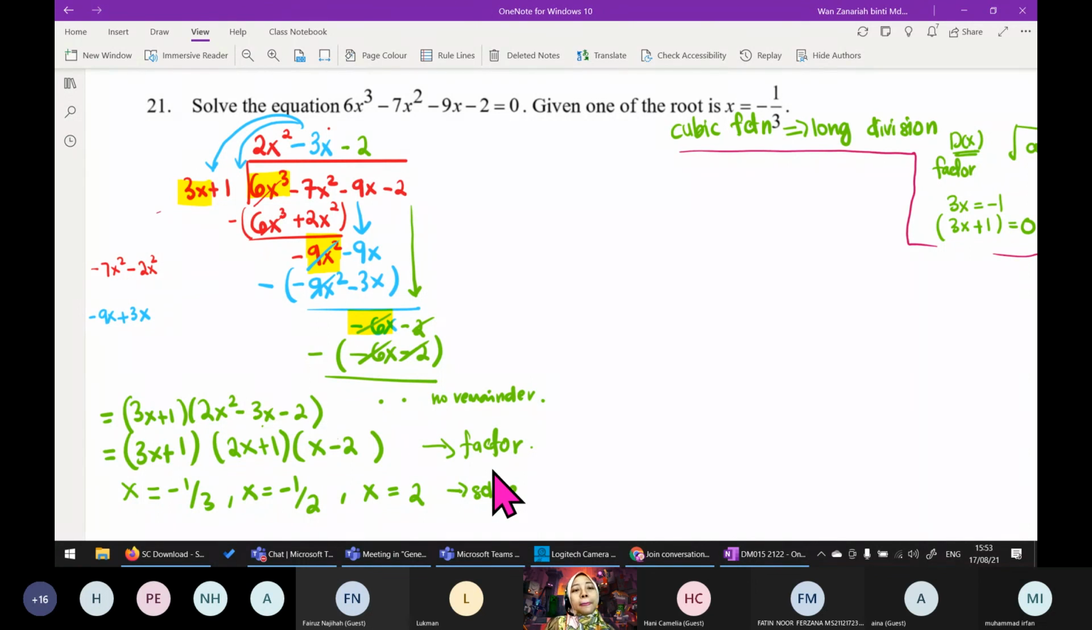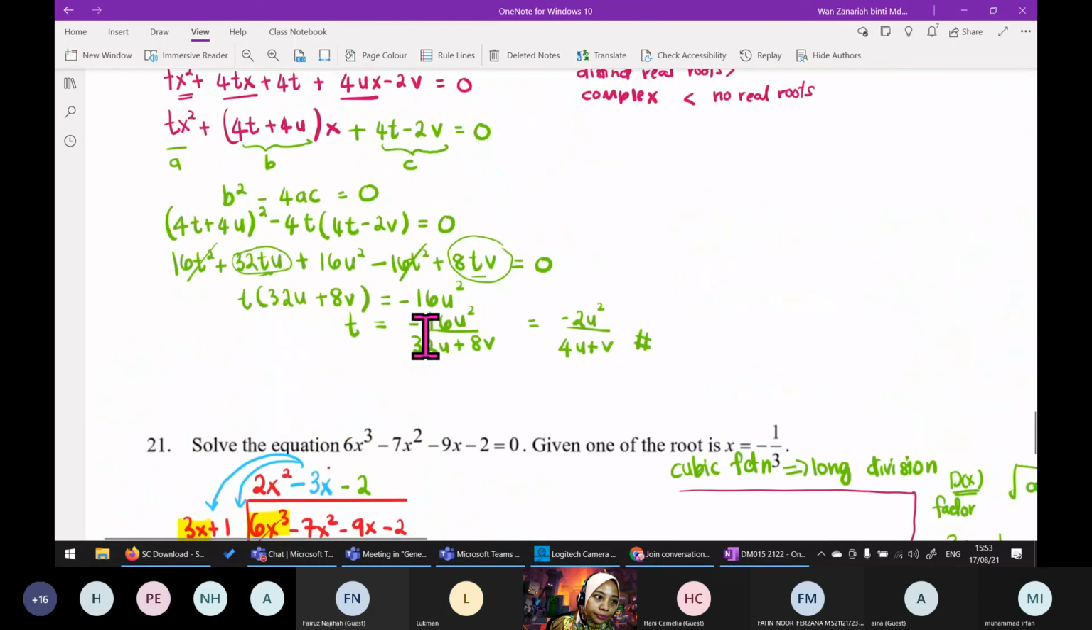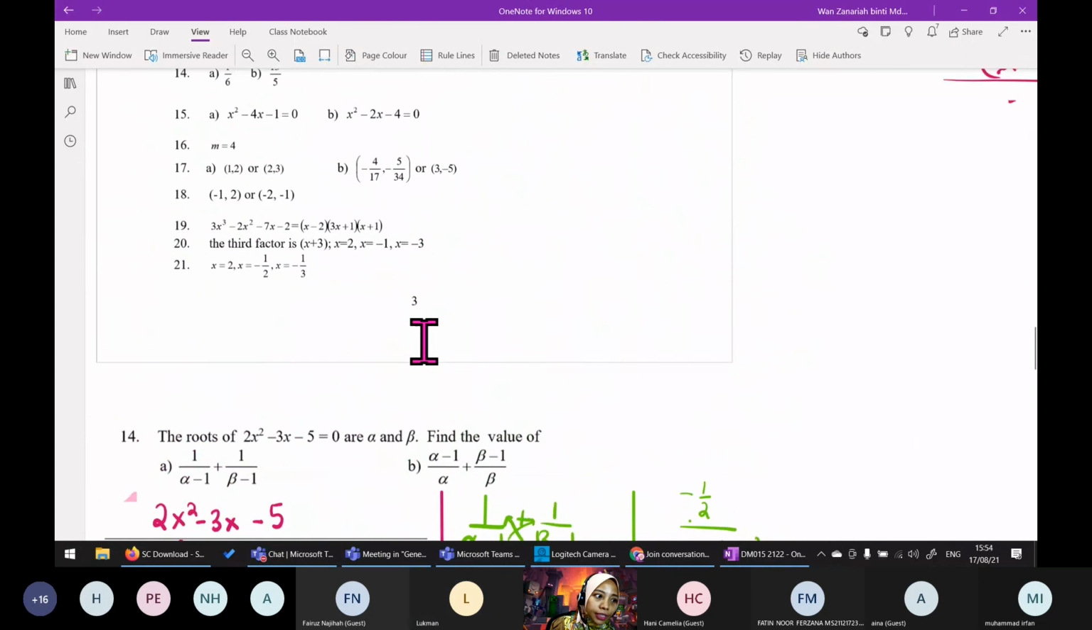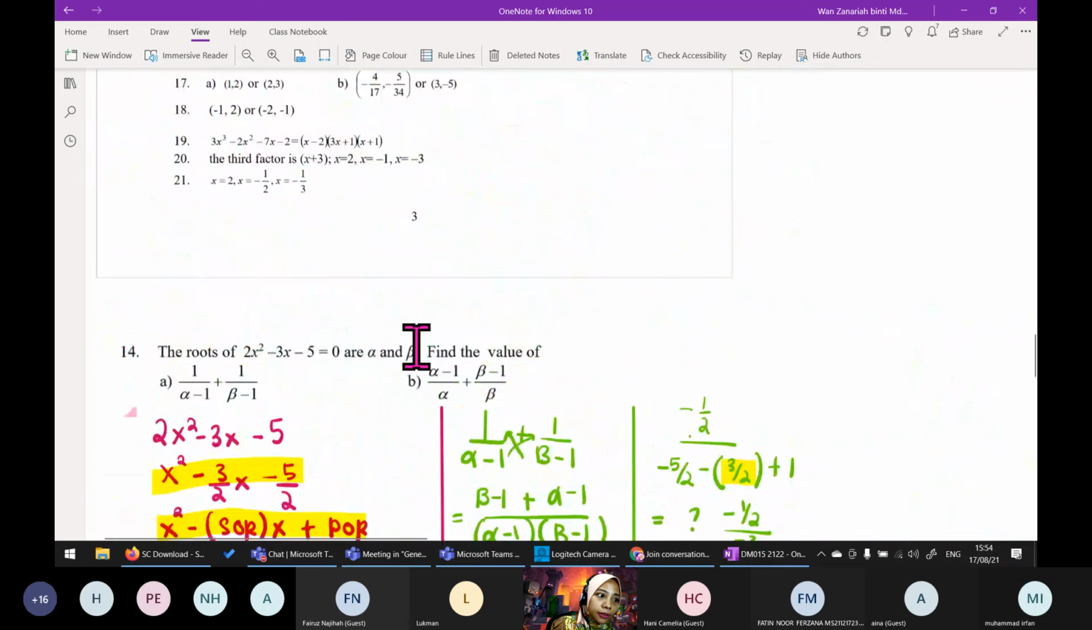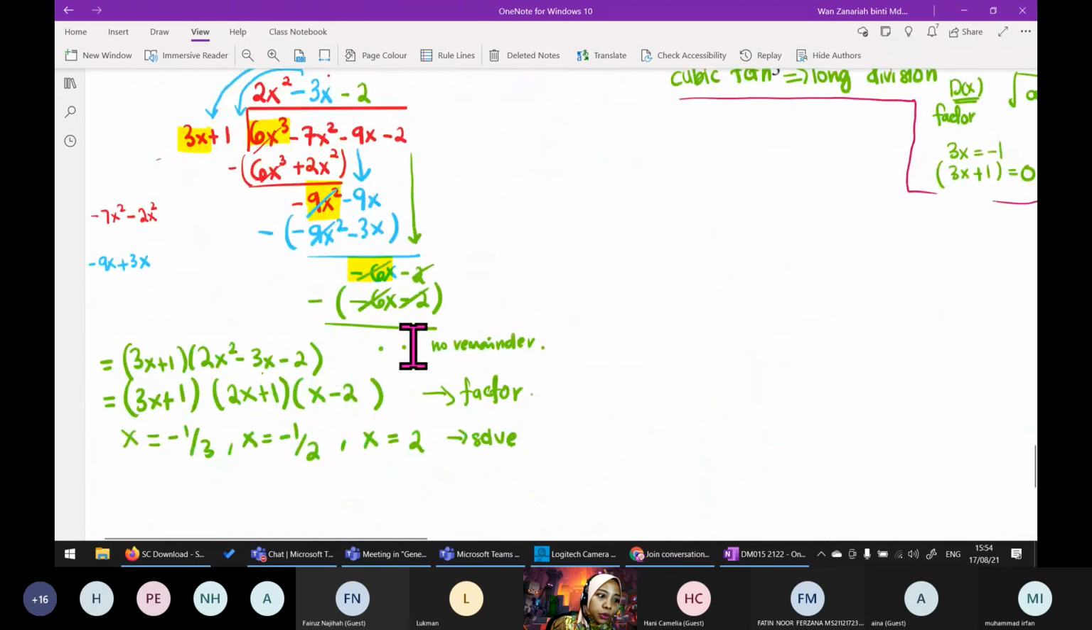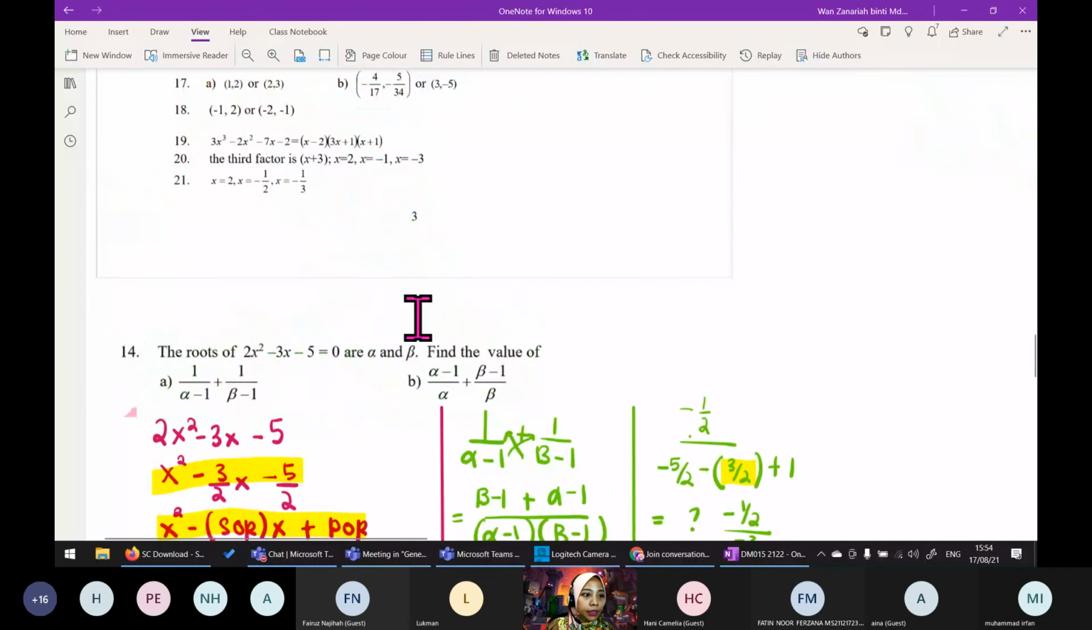Clear or not, students? Very clear? Very clear. Yes, madam. Very clear. Okay, good. Okay, tengok jawapan sama tak? 2, negative 1 over 2, 1 over 3. Yes, sama. Okay.